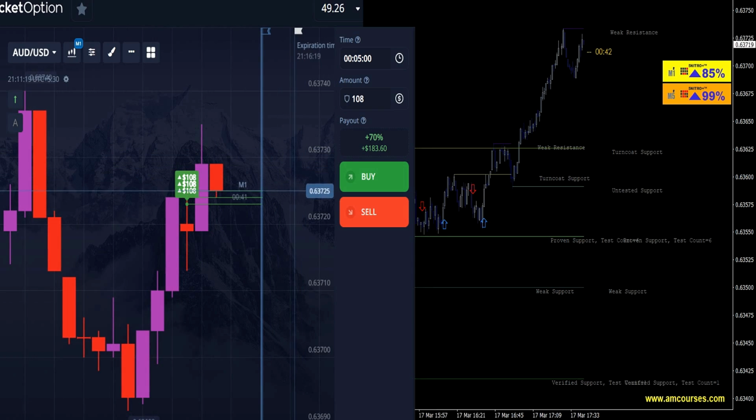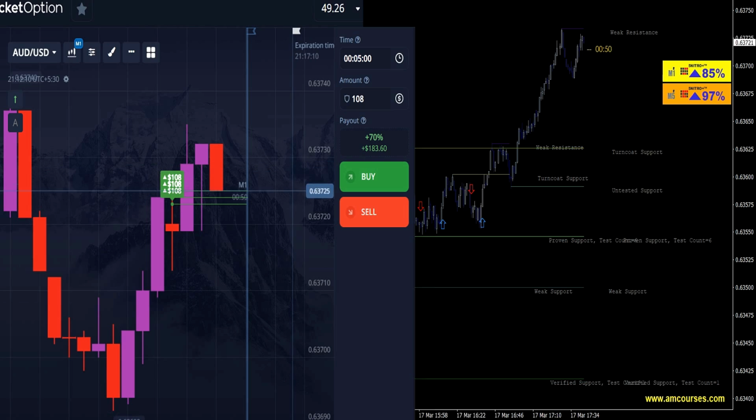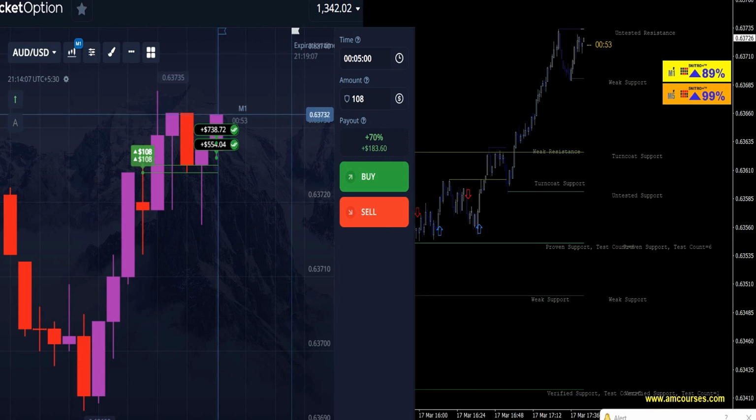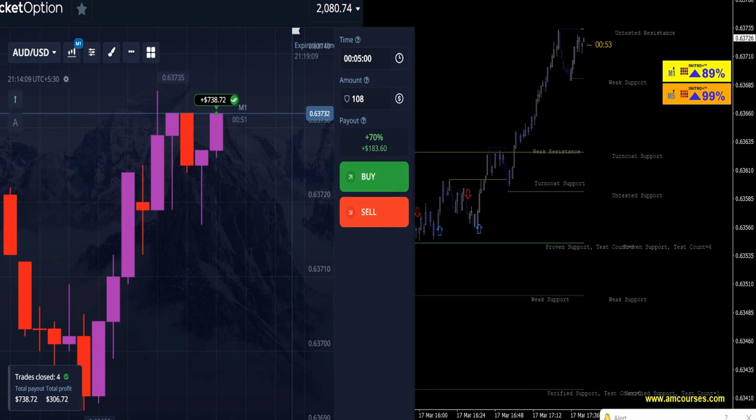There is a resistance level nearby, but it's weak, meaning it's unlikely to stop this uptrend. With all these confirmations in place, we are taking a buy trade. Now, let's wait and see how this trade plays out. Stay tuned. We have won this trade. That's a great way to wrap up today's session. This shows the power of following the right strategy and being patient for the best trade setups.